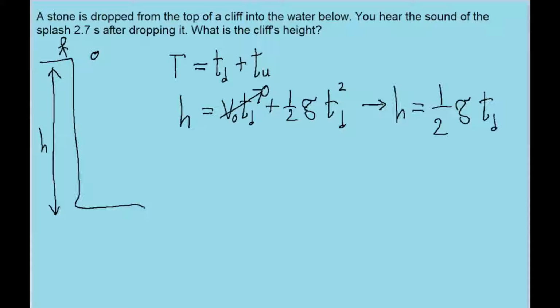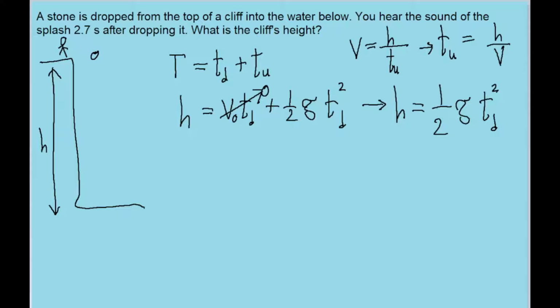h also appears in an equation for the speed of the sound as it comes up from the cliff. I'm going to assume that the speed of sound is constant at the usual value, 343 meters per second. But in terms of how that sound travels up the cliff, using the velocity formula, that's going to be equal to distance over time. So that's going to be equal to h, the height of the cliff, divided by t sub u, the time it takes for the sound to travel back up. So solving for t sub u is equal to h divided by the speed of sound.